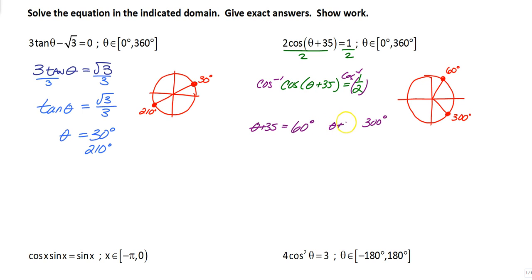So theta plus 35 is equal to 60 and 300. So now you have to subtract 35 from both of those, and you will have theta is equal to 25 degrees and 265 degrees. Okay? So remember, you have parentheses here. So when you take inverse cosine of 1/2, you have to remember that's where you get your two angles. Then you have to subtract your 35.